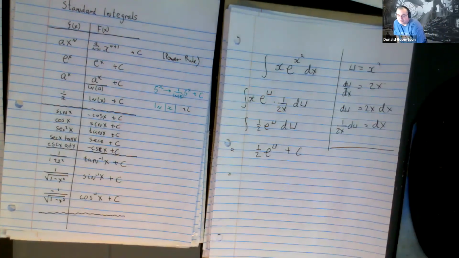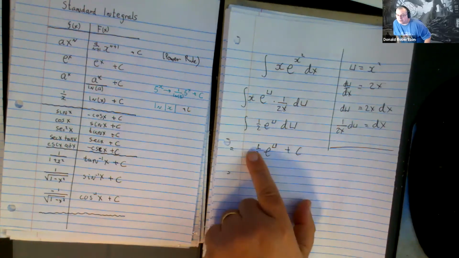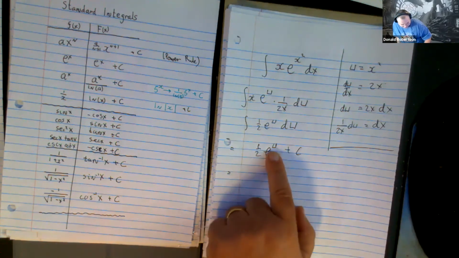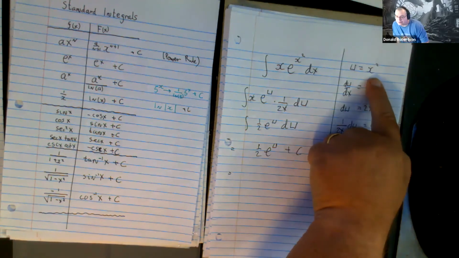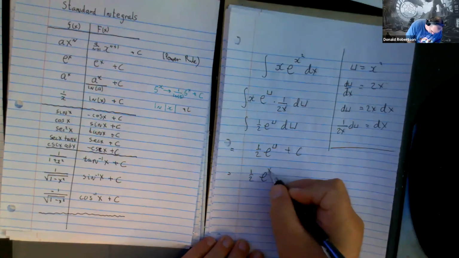And to finish with, now that I've got the answer, shouldn't I turn the answer into things that have x's? Because that's the answer I was wanting, right? The answer that used x's. Well, I've got a half e to the u plus c. Isn't u x squared? Have you noticed that it's basically just substitution?